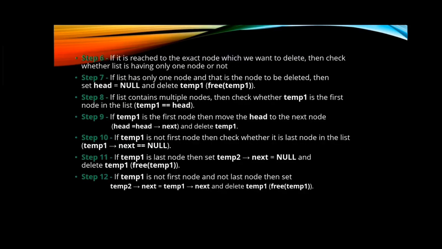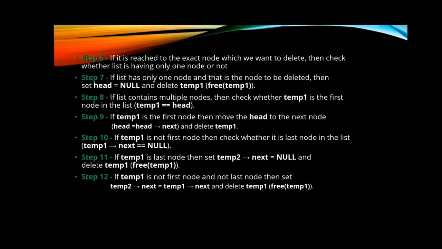and terminate the function. If it has reached the exact node which we want to delete, check whether the list has only one node or not. If the list has only one node and that is the node to be deleted, then set head equal to null and delete temp, such that you can delete the temp value using free. If the list contains multiple nodes, then check whether temp1 is the first node in the list. If temp1 is the first node, then move the head to the next node, such that head equals head of next, and delete temp1.